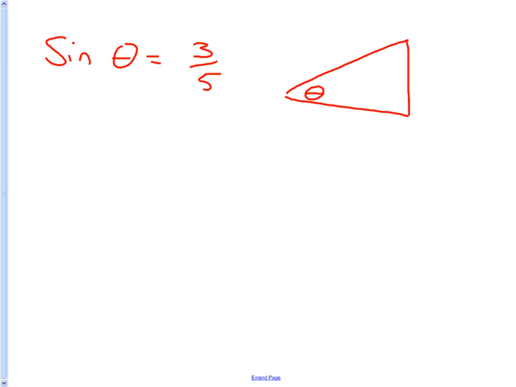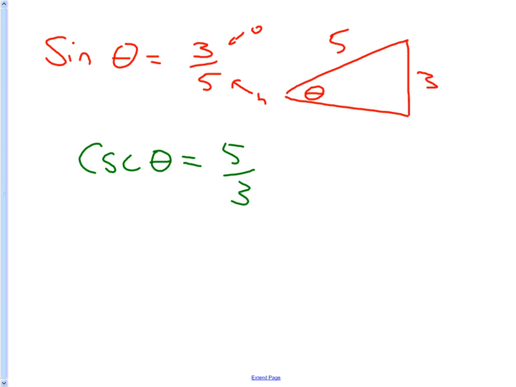And now, which side is 3 and which side is 5? Sine stands for what over what? Opposite over hypotenuse. So if it's opposite over hypotenuse, then opposite must be 3, and the hypotenuse must be 5. All right. If I then asked you for the cosecant of theta, it'd be really simple. What would it be? 5/3. Just flip it.